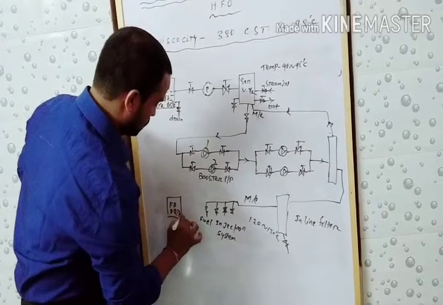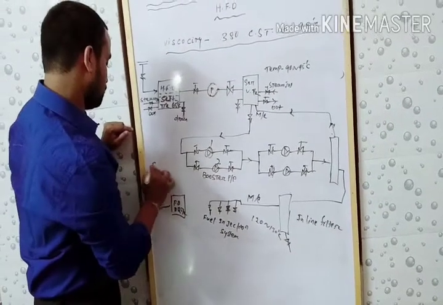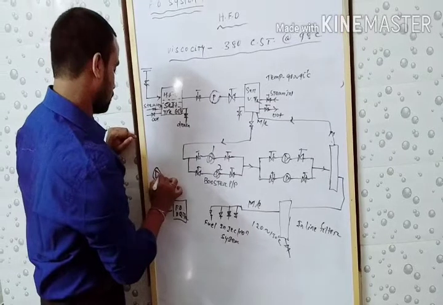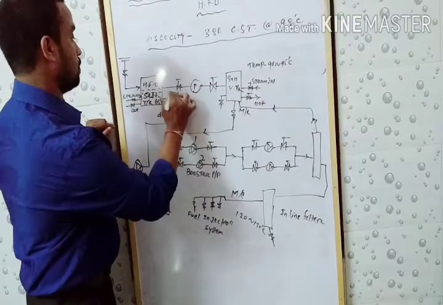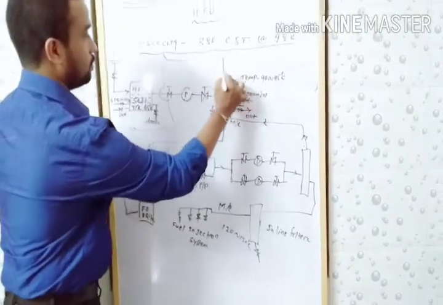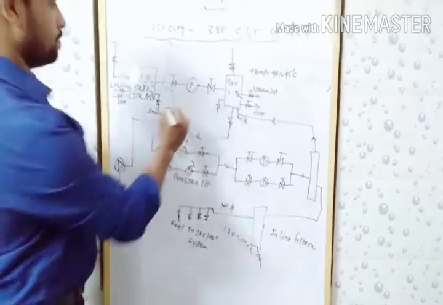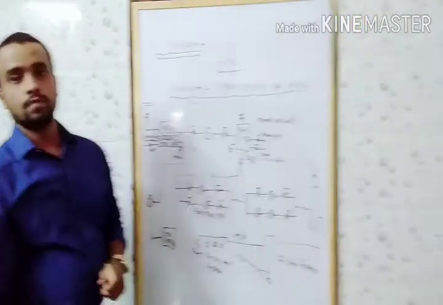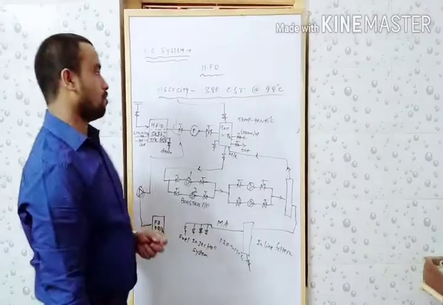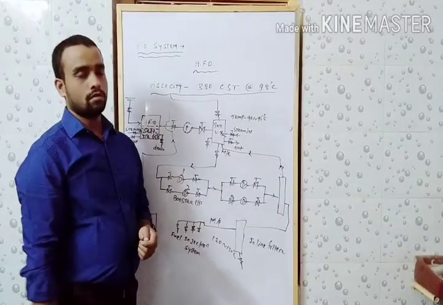This is a separate tank, and through the HFO transfer pump, it goes to the service tank. It is recirculated in the manifold. This is called the fuel oil system.